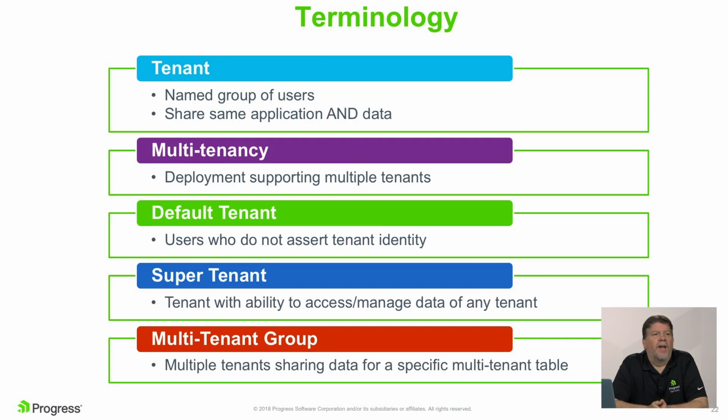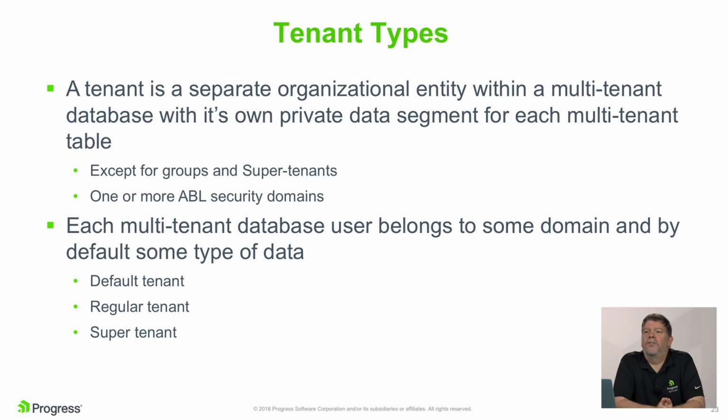And then the last thing we have is a multi-tenant group. I could belong to the group that is in Massachusetts. I could belong to the group that's in Hawaii. At that point, I'm part of 2 different tenants. I can see 2 different pieces of data. The next thing we're going to talk about is tenant types.